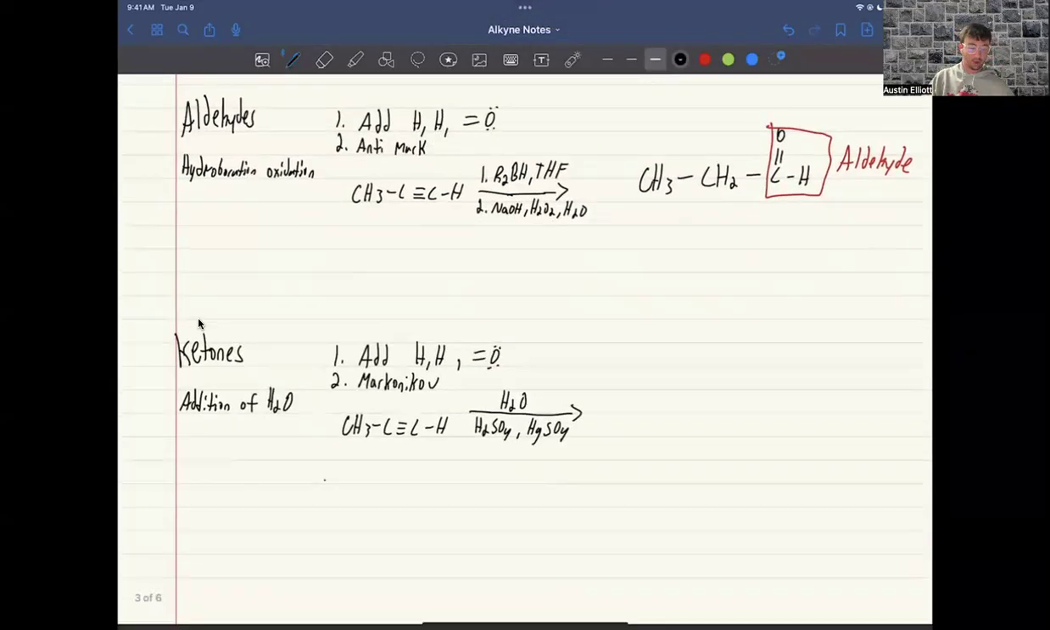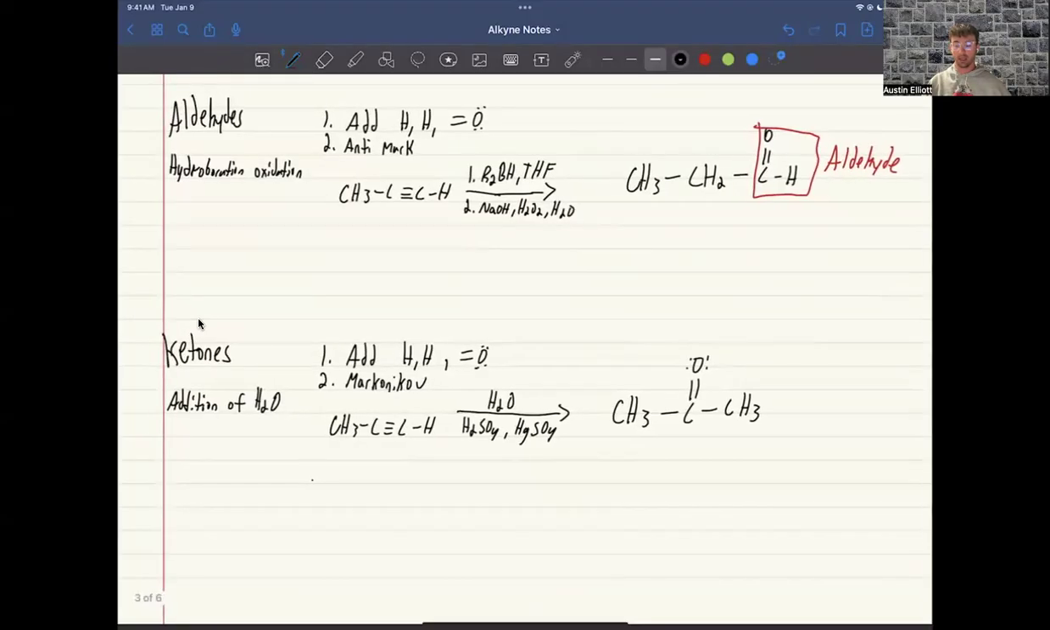So draw out the product right here. Just CH3, C, double bonded O right there, and then CH3. Our two hydrogens go into that center carbon right there, and we're left with a ketone. And ketones are this group right here, when you have a double bonded oxygen in between two other carbon groups like that. And we're left with the ketone group right there.